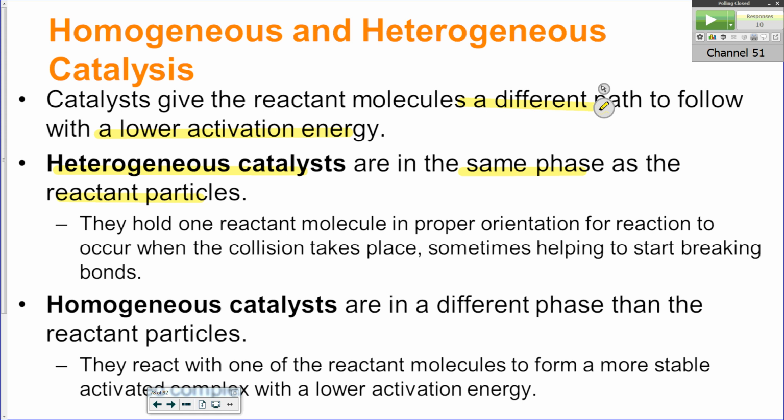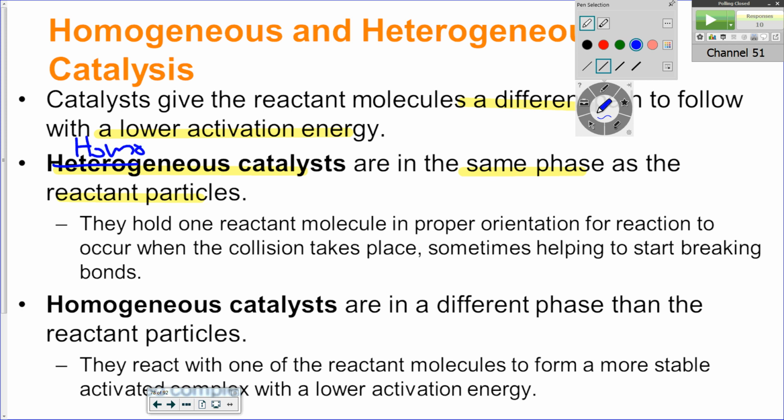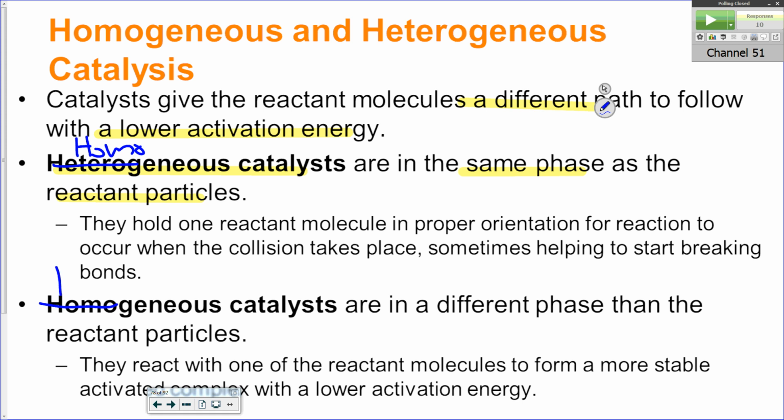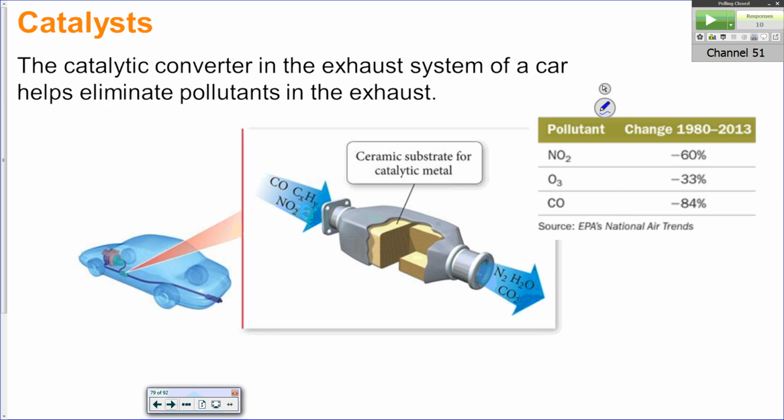I got the wording switched. Homo means one phase, hetero means two. So a homogeneous catalyst is in the same phase as the reactant particles. Heterogeneous is where they're in different phases. So a catalytic converter is a heterogeneous catalyst. They still do the same thing. They change the orientation in some way and allow a lower activation energy to be created. So on the example, what's the purpose of it on a car?